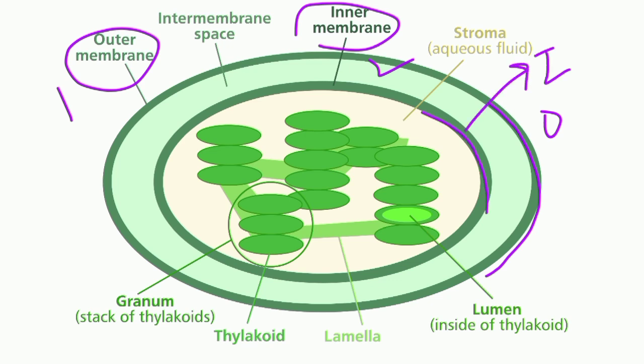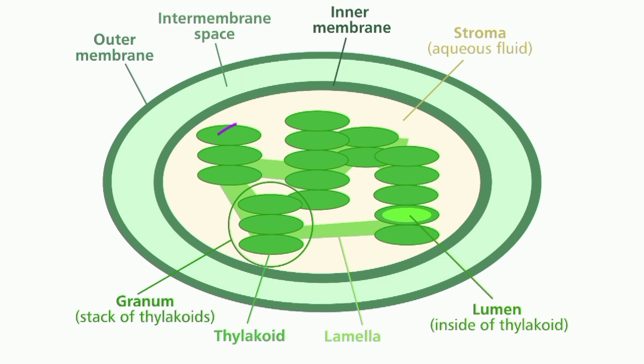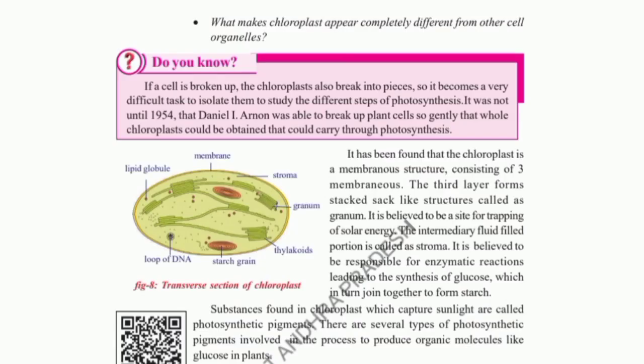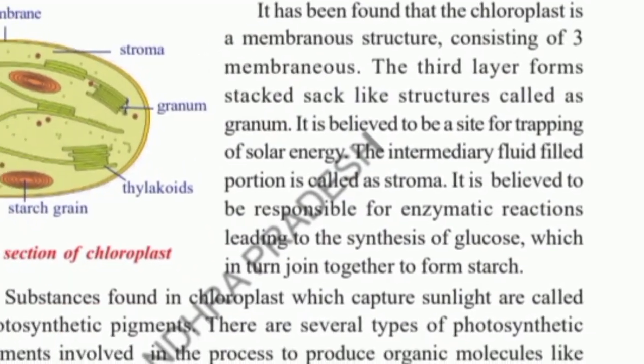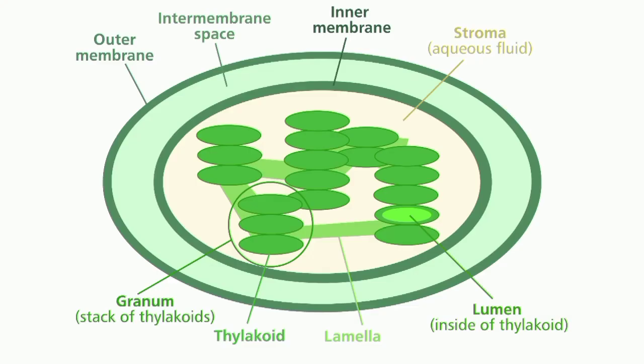So these are the two layers, and the third layer, you see, is the thylakoid, or you say the granum. Now, what are thylakoid and granum or grana? The third layer forms a stack-like structure called the granum. Suppose these are coins: this is one coin, this is the second coin, this is the third coin. So the granum is the stack of coins, a stack of thylakoids.